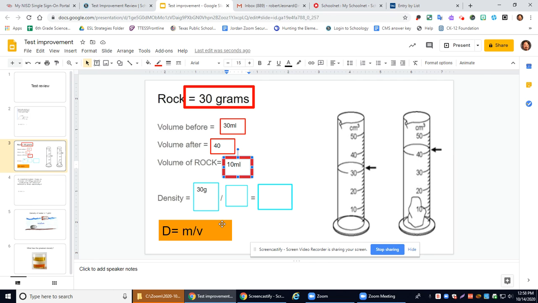The next thing you want to do is calculate density. So everybody start off by writing your formula. Density equals mass divided by volume. And then let's go ahead and solve it. Density equals 30 grams was our mass. We got that from the beginning of the problem. That was given to us.